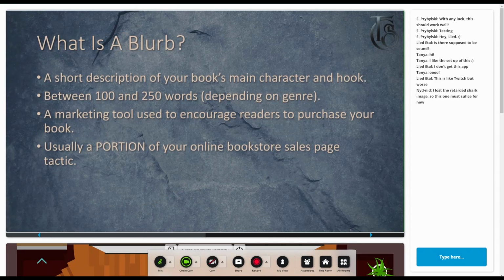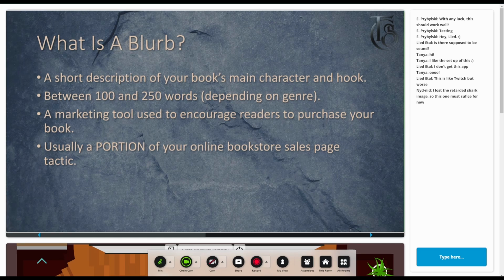So, we're going to start by discussing what is a blurb. Sometimes called a synopsis, and that is an error. It should not be called a synopsis. A blurb is a short description of your book's main character and the hook, the thing that gets you into the plot. Sometimes it describes a little of the story, but not much. It's usually between 100 and 250 words, depending on the genre, and it is essentially just a marketing tool to help people want to read your story.